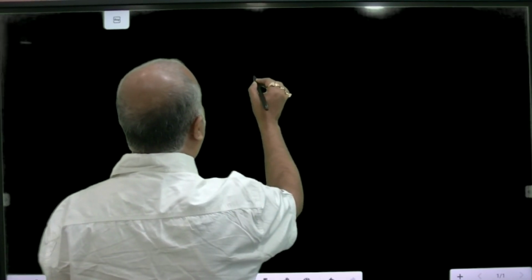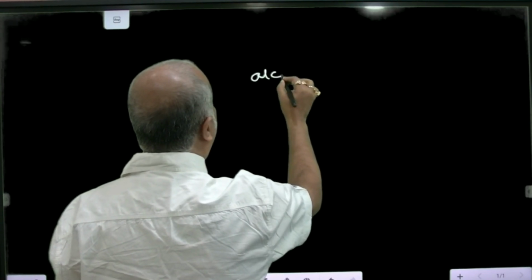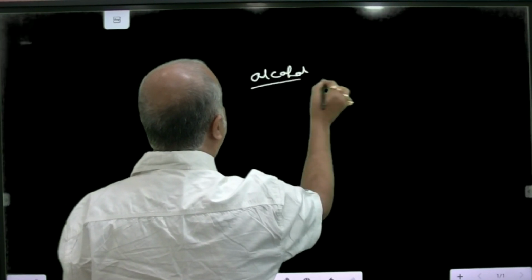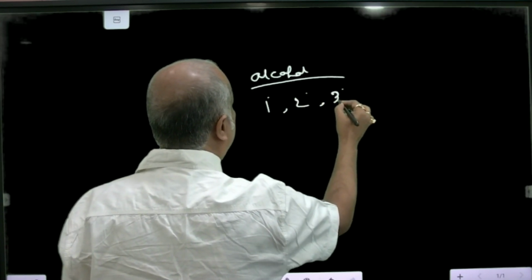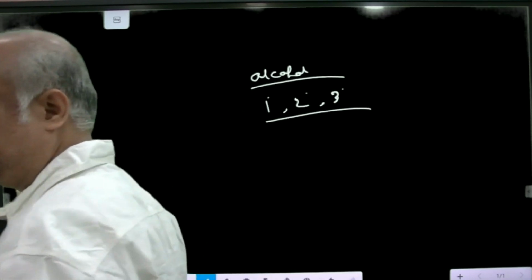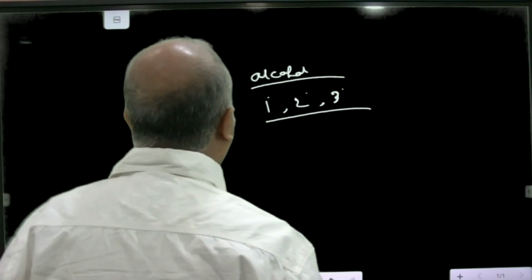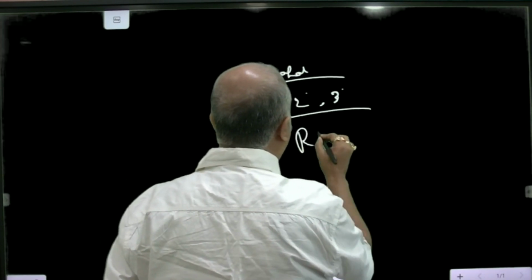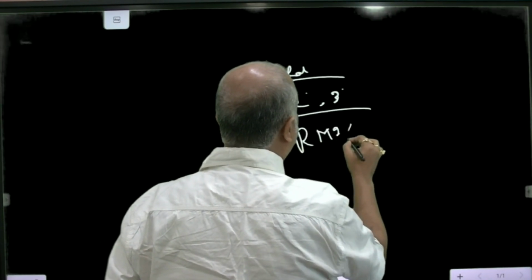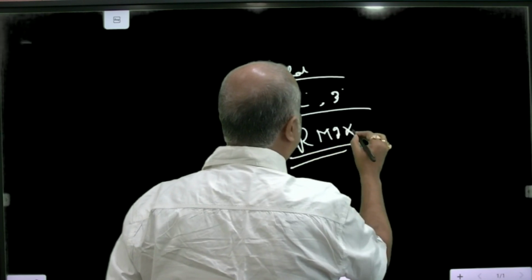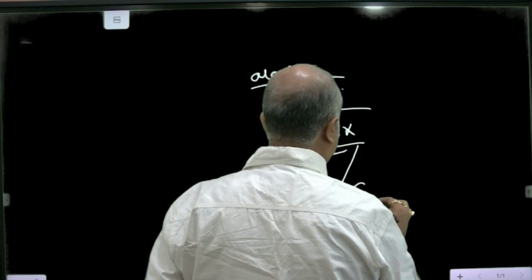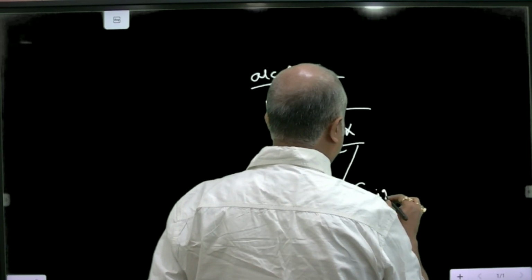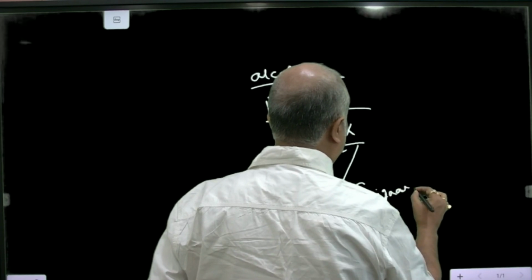Then I will take alcohol synthesis: primary alcohol, secondary alcohol, and tertiary alcohol, 3 types of alcohol, with the help of Grignard reagent, RMgX, that is called alkyl magnesium halide. That means Grignard reagent.